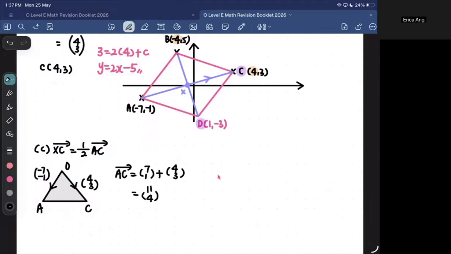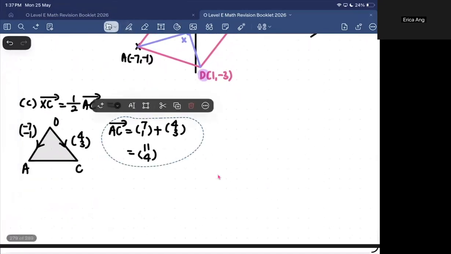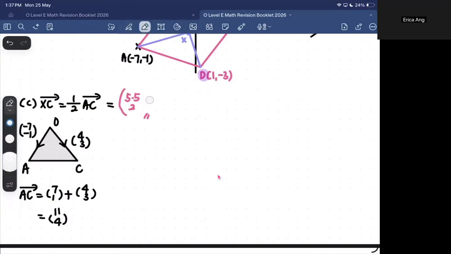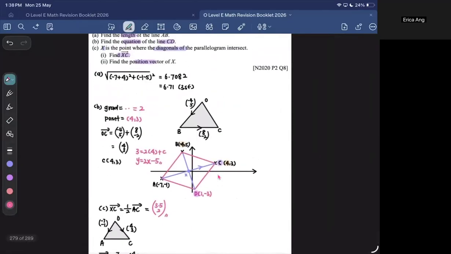If I just want half of it, then my XC, right on top, will just be half of this. So 5.5 and 2. So this is my answer for the first part. Why is my hand so trembly? Nervous. Okay, then the next part is to find the position vector of X.